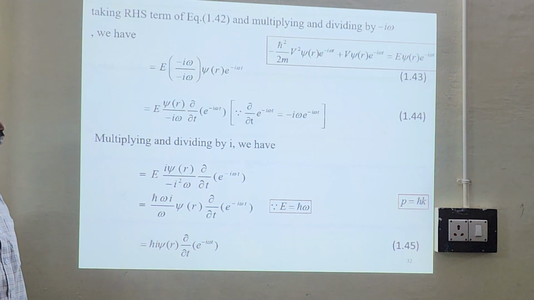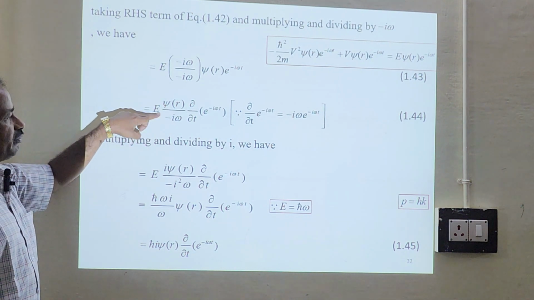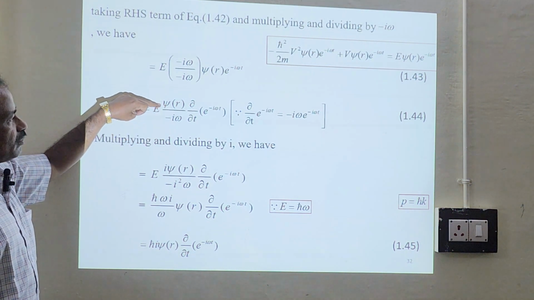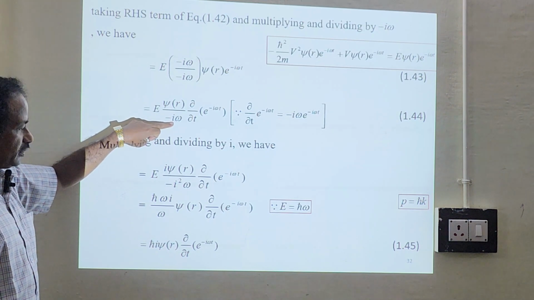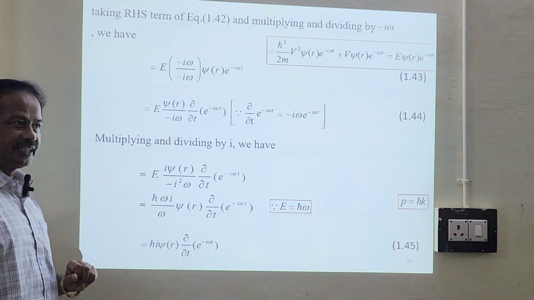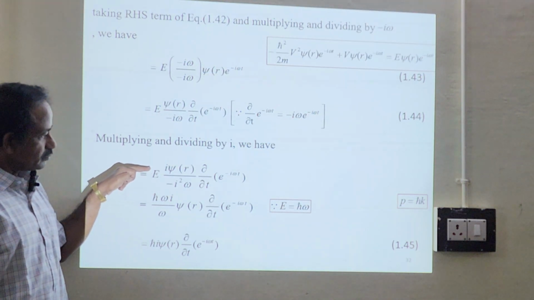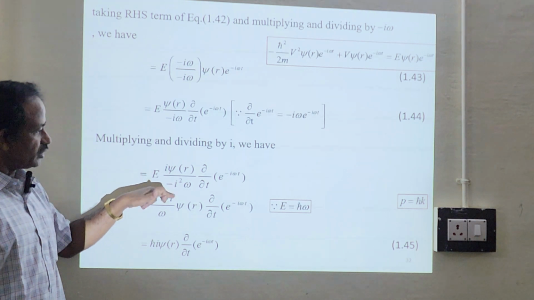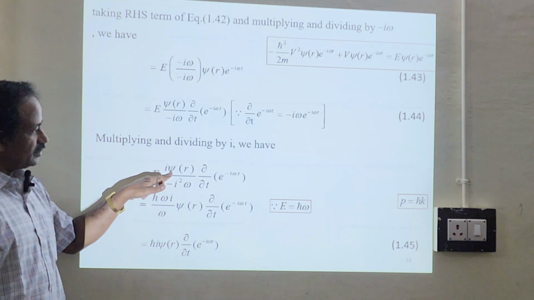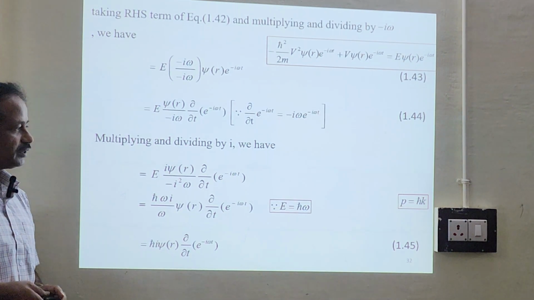Is it okay? Multiply and divide by i. So multiply and divide by i will give you, here you have i, here you have i square. Okay, this i square will be minus 1, so the minus will go up. You have E. So E, you will have i square. So E i psi of r partial d by dt of e power minus i omega t.